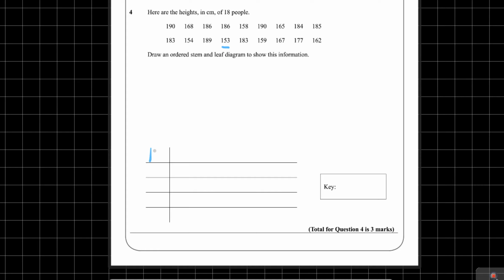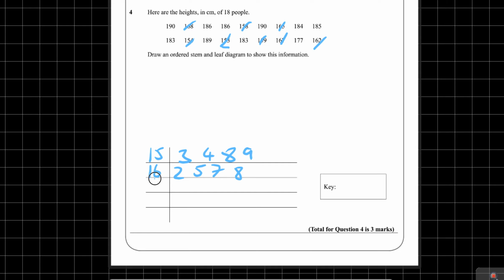So we start off with 15 and then 3. The next value is 154, so we put the 4 in here, and then 158 is next, and then 159. Then we move on to the 160s. 162 is the lowest, so we write 16 on the left, and then 2. The next one is 165, 167, and I think that's it for the 60s. Oh no, we've got 168.